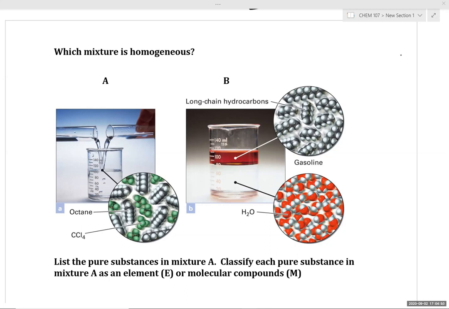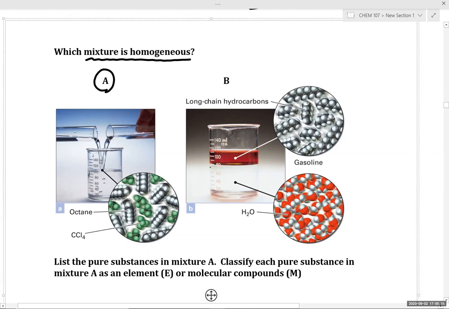So the first question I have is, which mixture is homogeneous? Mixture A or mixture B? So which of these two mixtures appears homogeneous with consistent composition? I see a lot of A's. That's correct. Exactly right. Mixture A is homogeneous, has a consistent composition, and there's no clear phase boundary. Mixture B, we see a clear phase boundary, which is indicative of a heterogeneous solution.